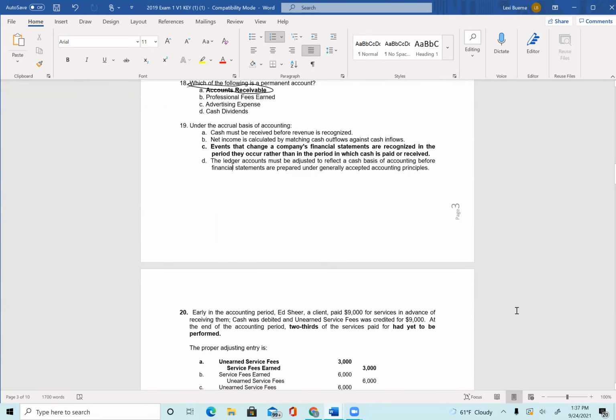Under the accrual basis of accounting, basically, this is just a standard definition. Events that change a company's financial statements are recognized in the period they occur, rather than the period when cash is paid or received. If this question asked for cash basis accounting, the definition would be revenue when cash is received and expensed when cash is paid.